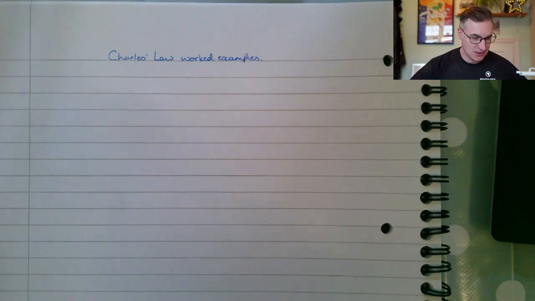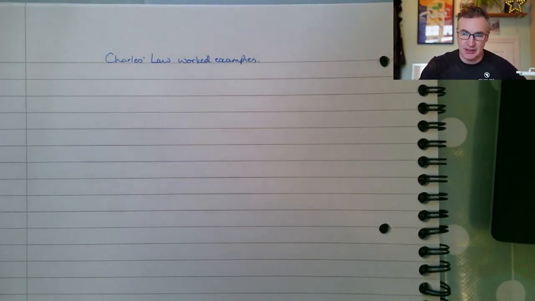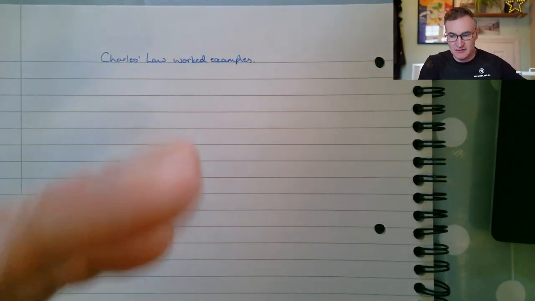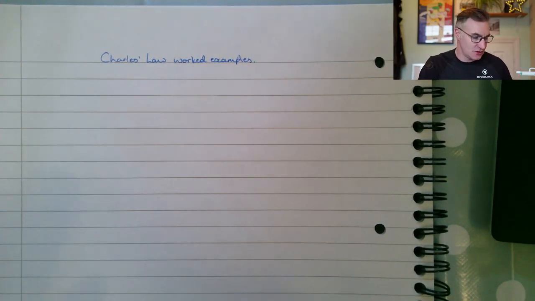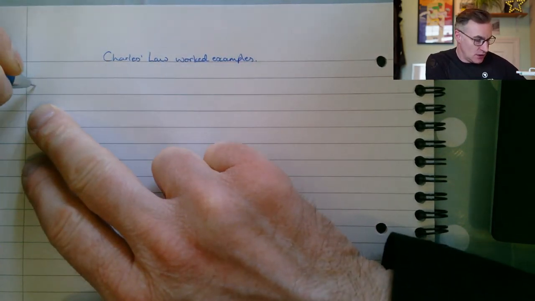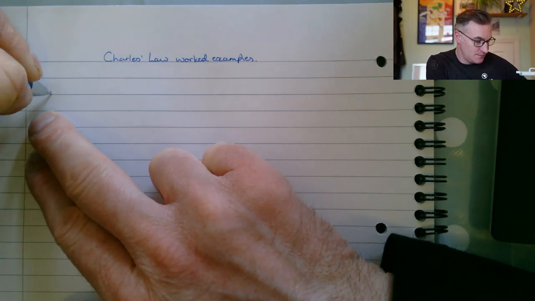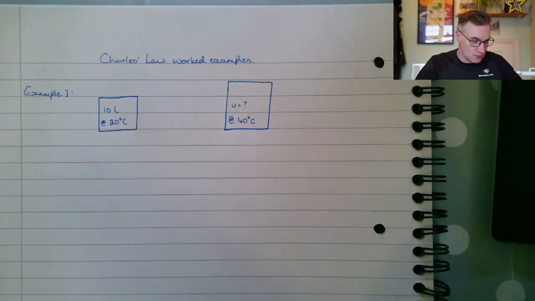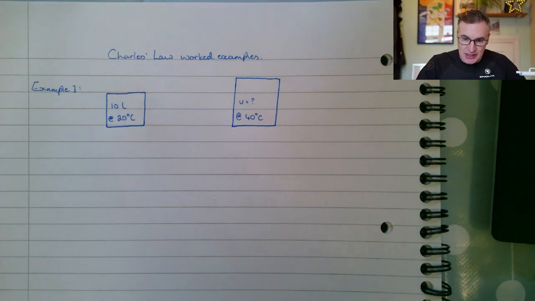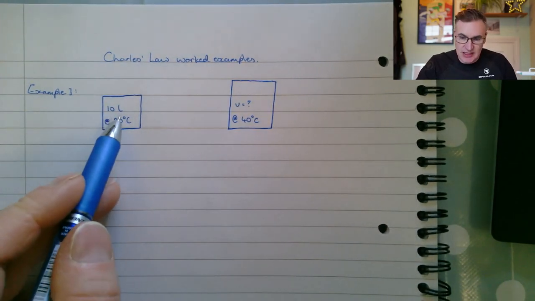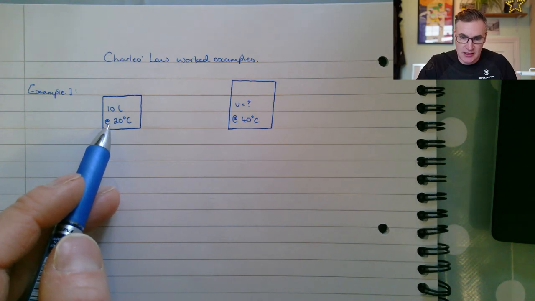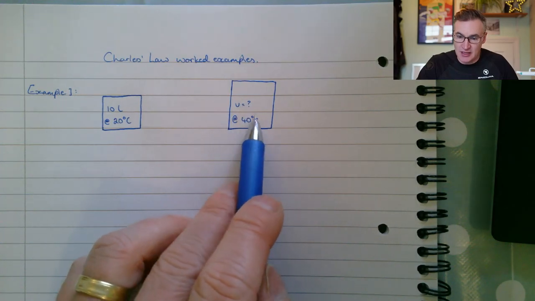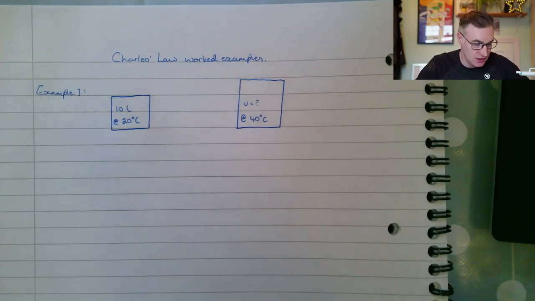So I'm hoping that this is starting to become quite familiar to you. We've done two of these already, two different laws, and they're all the same, although they have different variables involved in them. The procedure for solving the problems is exactly the same. So here we'll just do example one. Okay, so what we have is two containers, or the same container, and it contains 10 litres of gas, and that gas is at 20 degrees Celsius. What would be the volume of gas if that was heated up to 40 degrees Celsius?